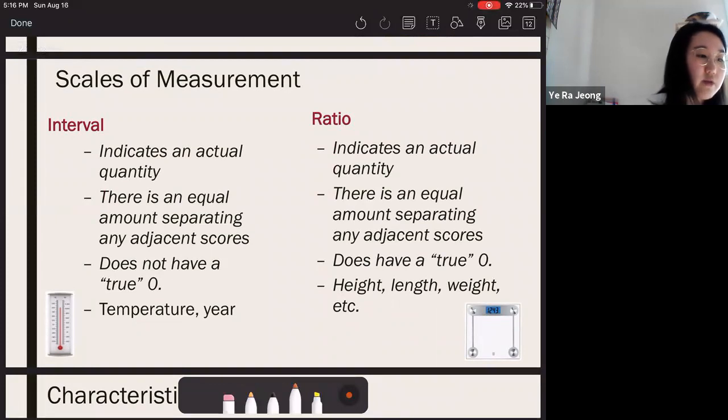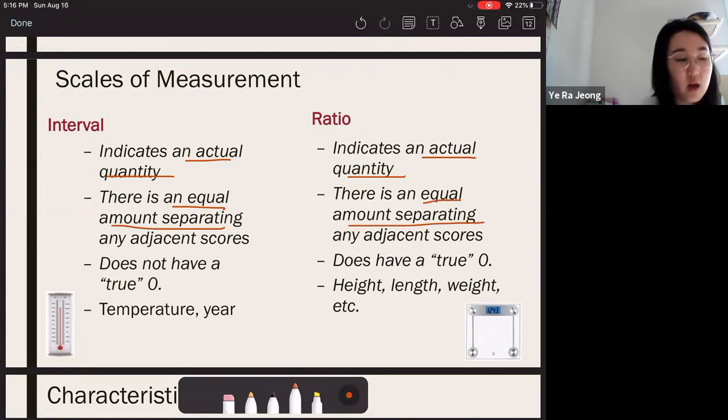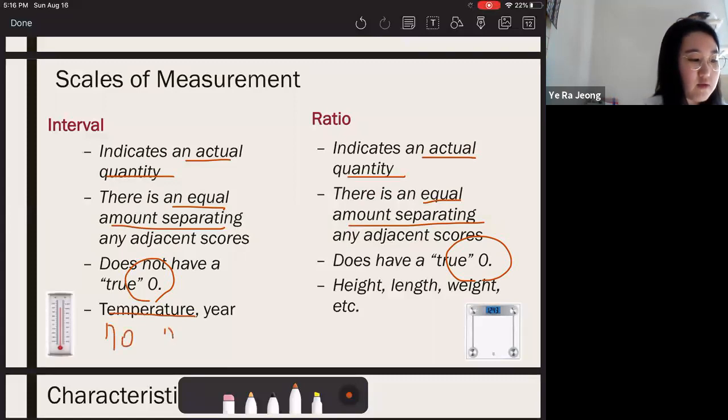In interval and ratio variables, those variables indicate an actual quantity, and they have an equal distance between scores from one another. But interval does not have a true zero, whereas ratio does have a true zero. So how does that differ? An example of an interval variable is temperature. So you can see that 70 to 71 to 72, there's equal distance, right?